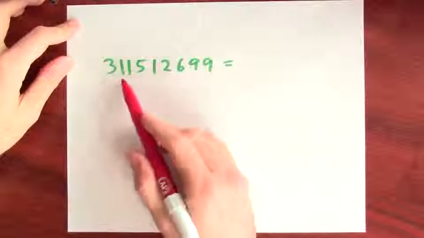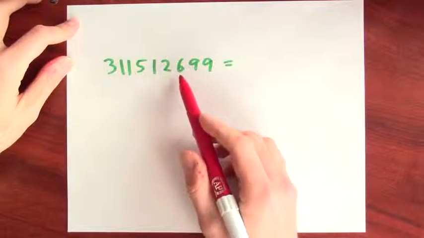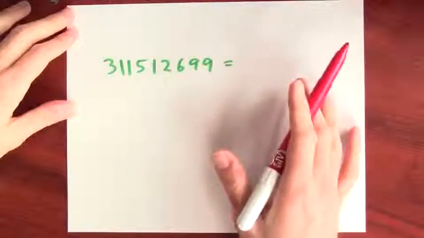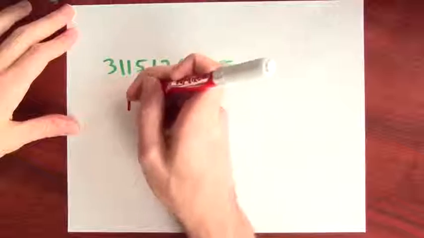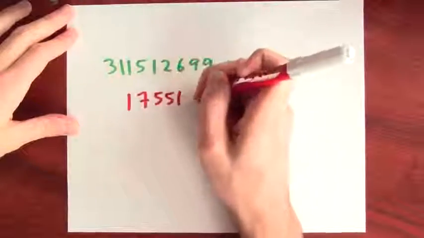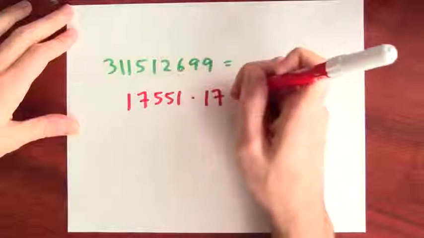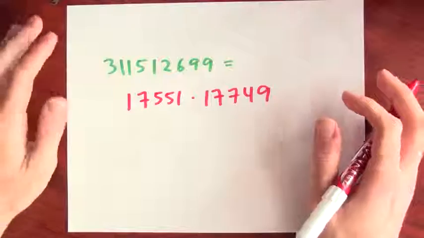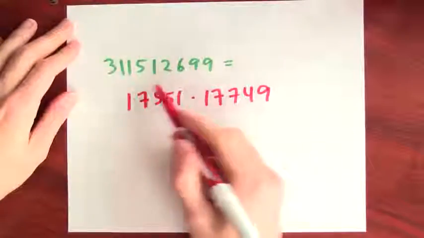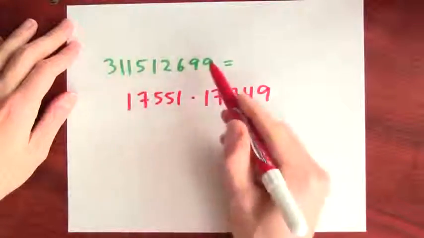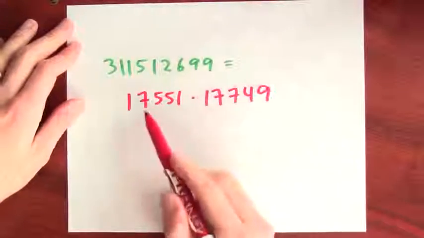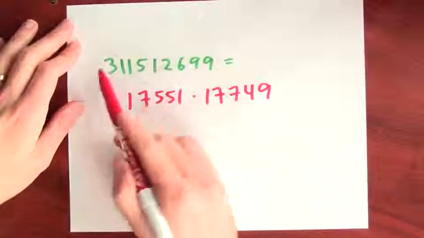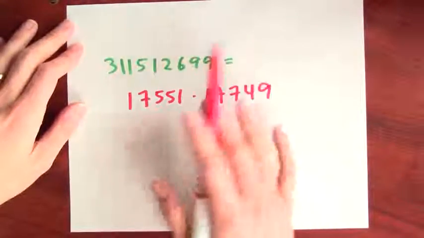Take a look at this number, 311,512,699. It turns out, right, that this number is the product of two other whole numbers, right? It turns out this is 17,551 times 17,749. But how would you ever have known that? It would have been a real pain to do a bunch of tests to see which numbers divide this number. And since these two numbers are prime, there's no other smaller numbers that go into this number evenly. So it would have been a ton of work.